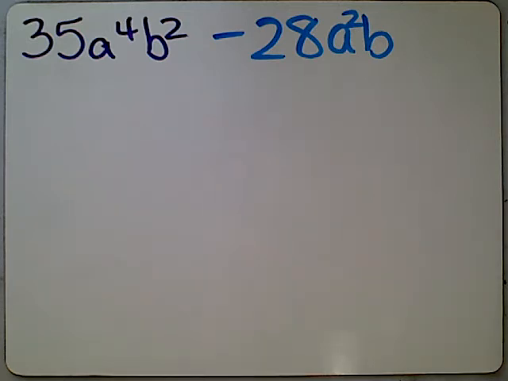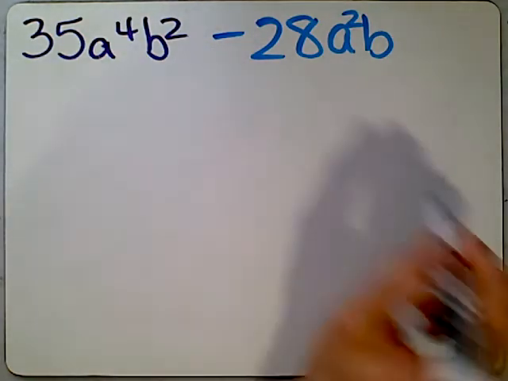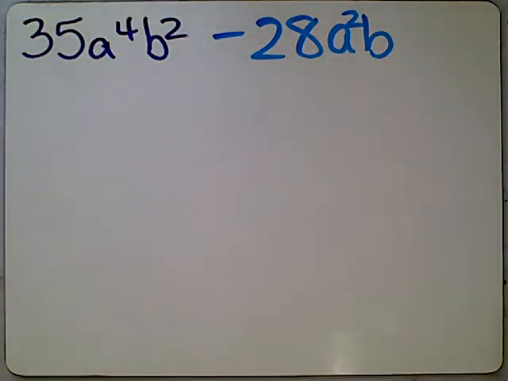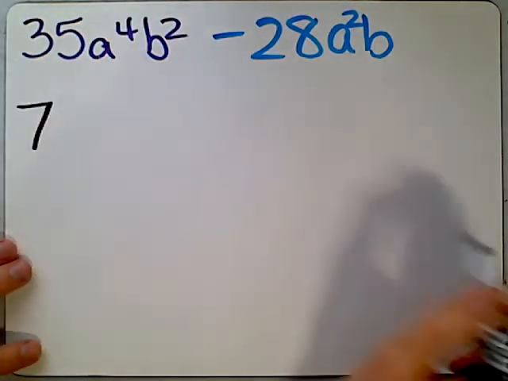So if we look at two coefficients like these, 35 and negative 28, the largest number that can come out of both of those two numbers is a 7. So we want to take a 7 out.